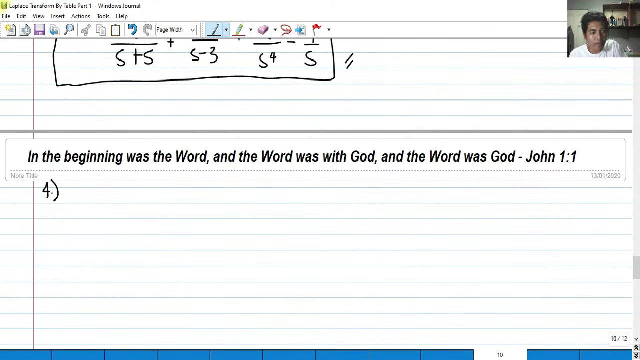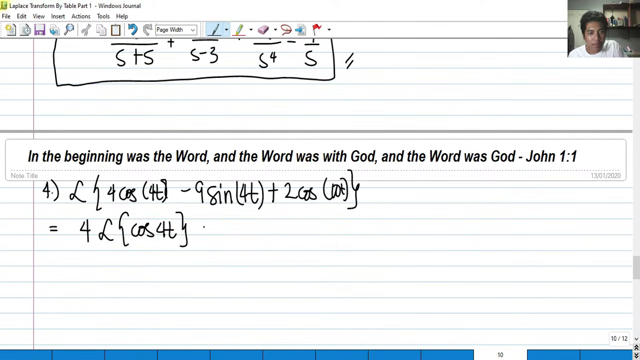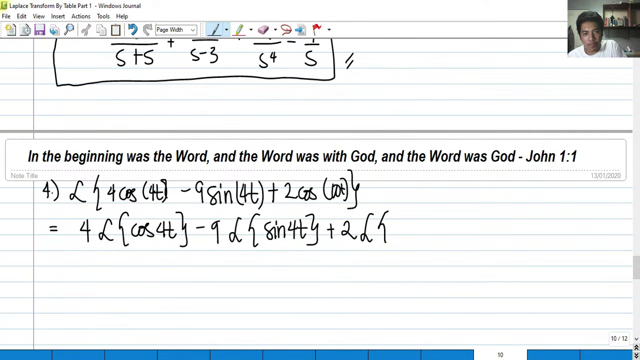So for another problem, we have the Laplace transform of 4 cosine 4t, minus 9 sine 4t, plus 2 cosine 10t. So again, I can factor out the constants outside of the Laplace operation. So we have 4 times the Laplace transform of cosine 4t, minus 9 times the Laplace transform of sine 4t, plus 2 times the Laplace transform of cosine 10t.